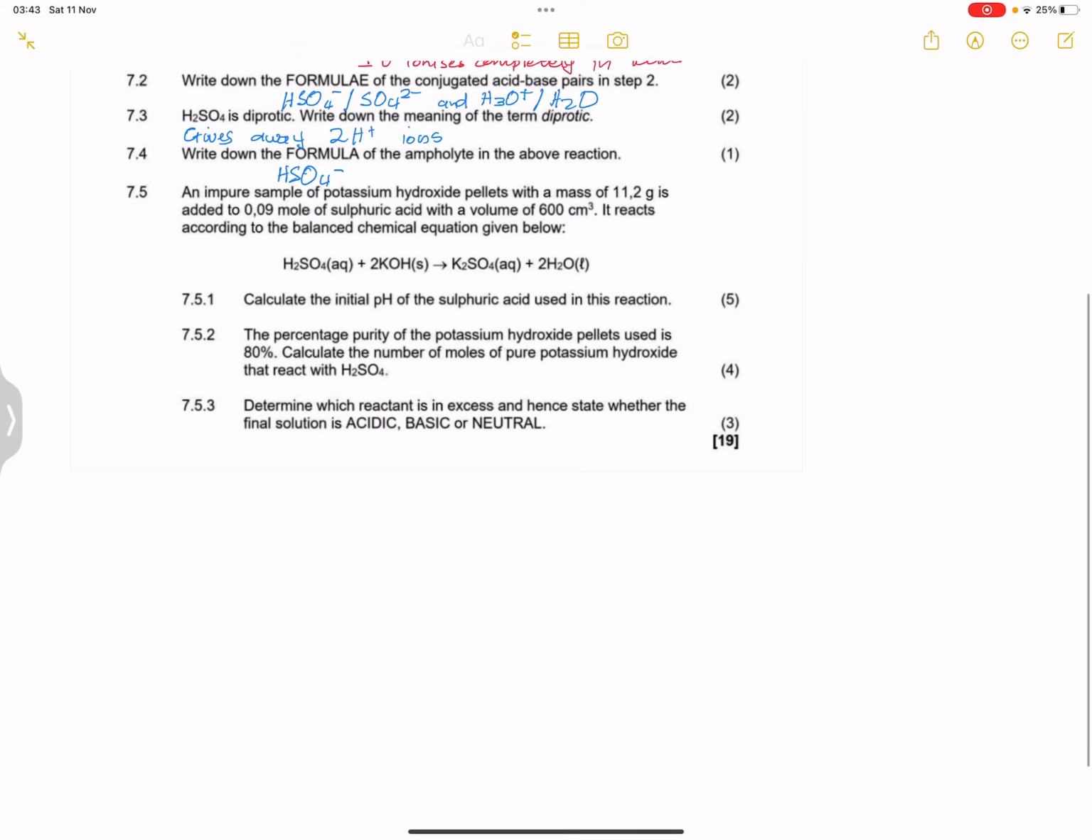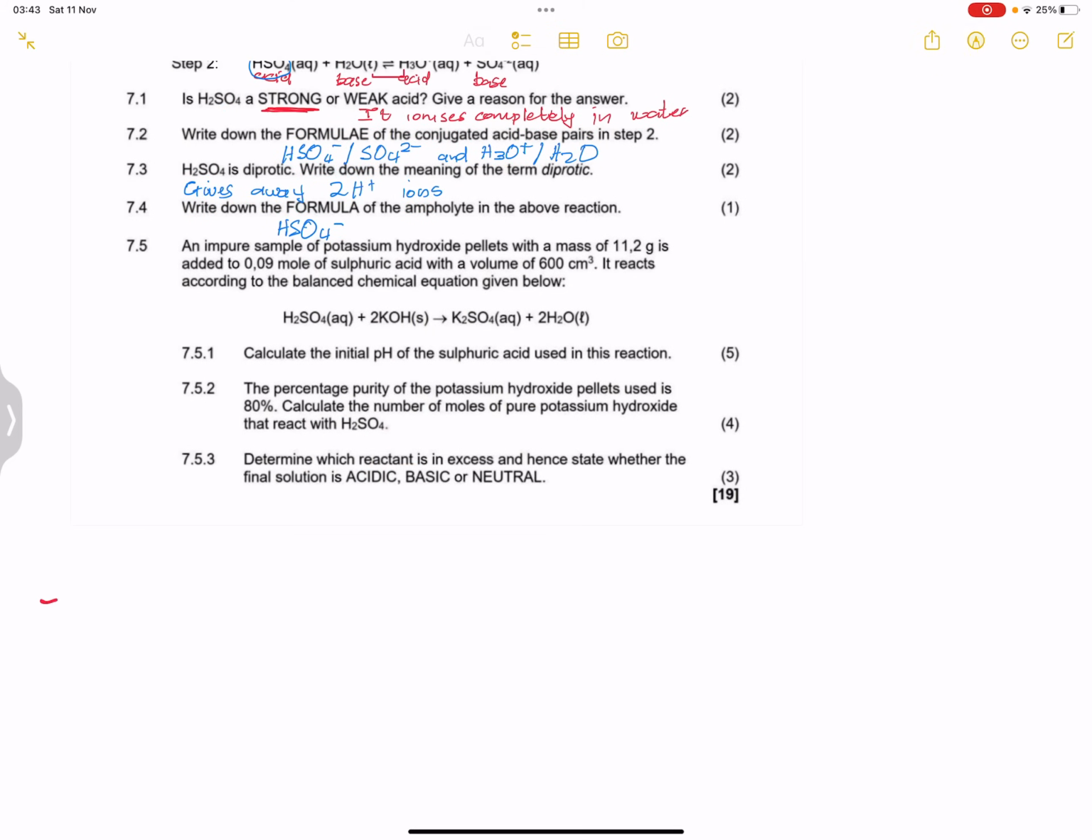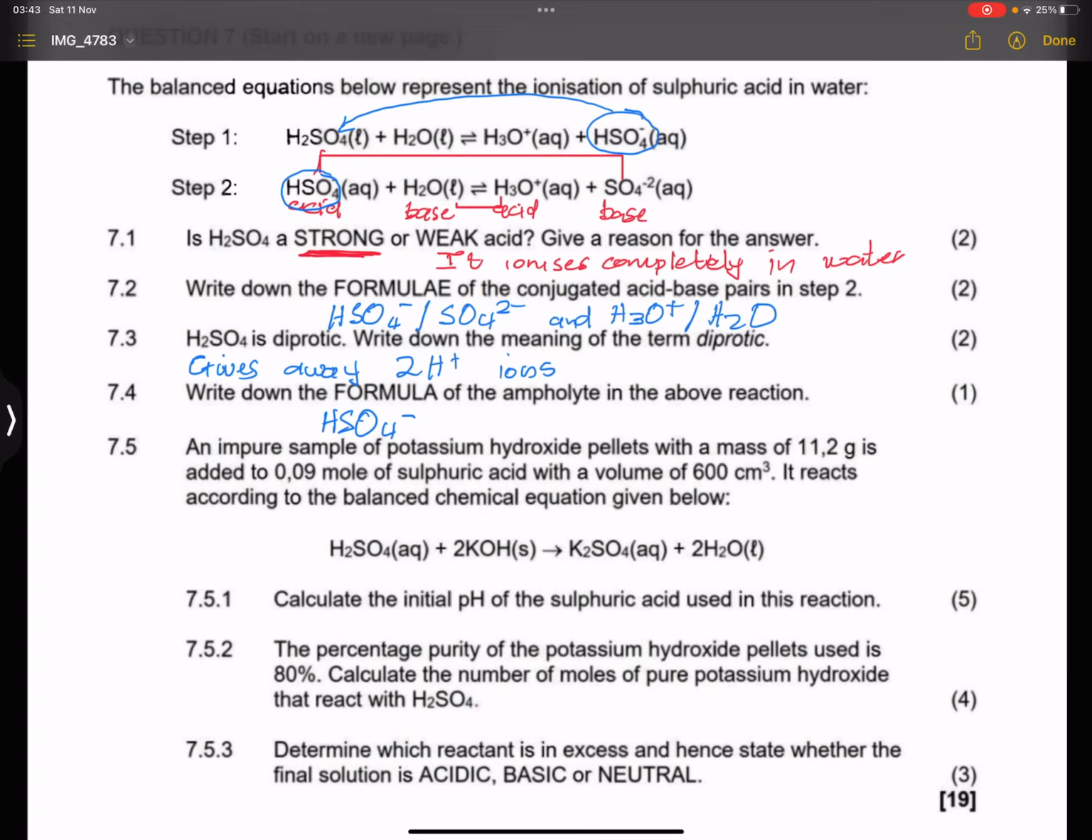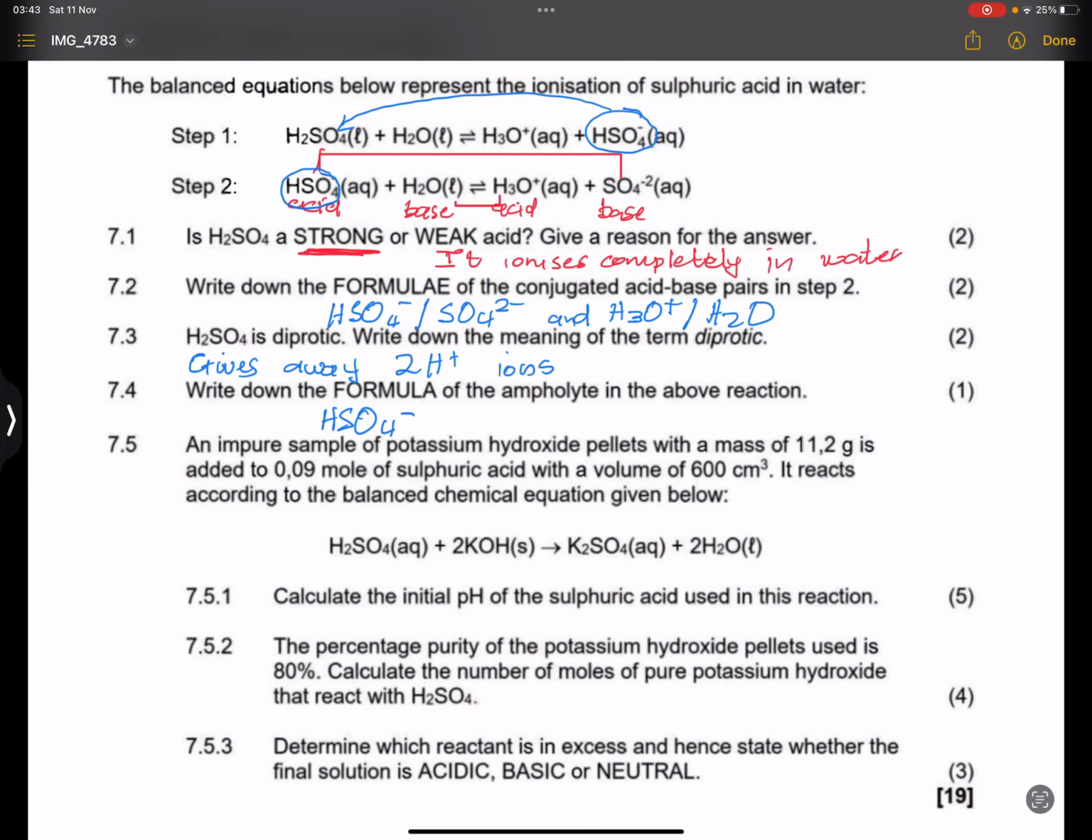Right, now let's go on to the next part of this question. So they say to us in 7.5, a pure sample of potassium hydroxide pellets, with a mass of 11.2 grams, is added to 0.09 moles of sulfuric acid with a volume of 600 cubic centimeters. They say it reacts according to the balanced chemical equation given below. Right, now firstly, what did they want? They want the initial pH of the sulfuric acid.